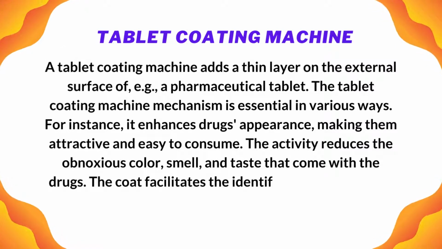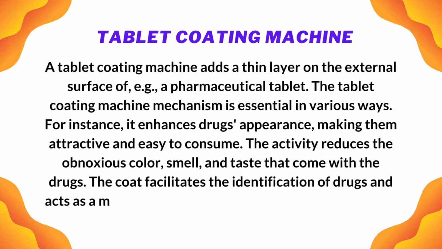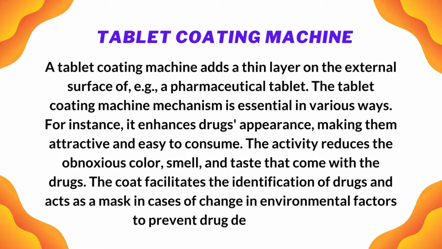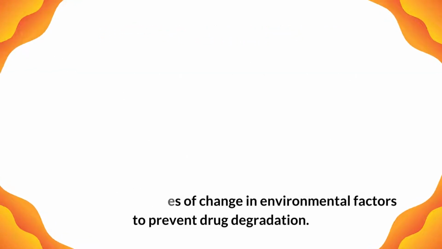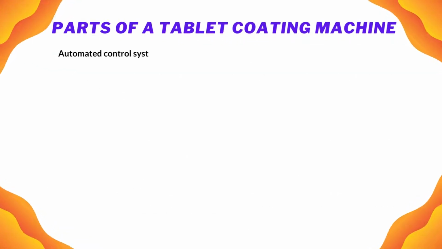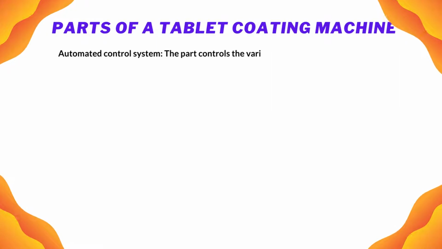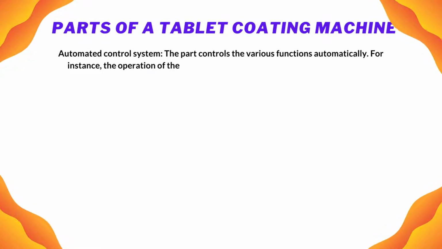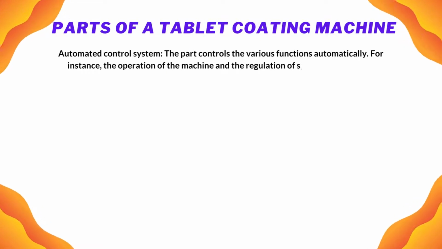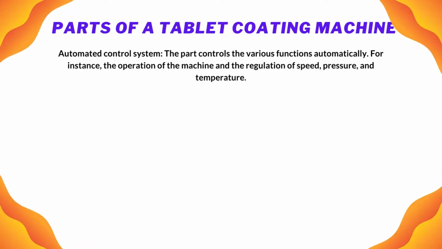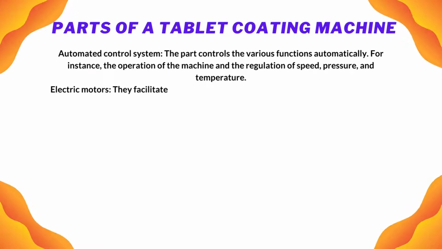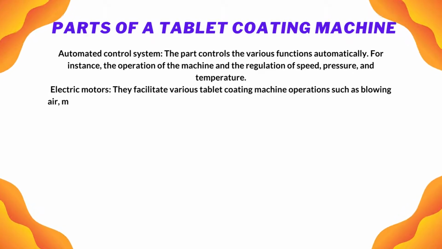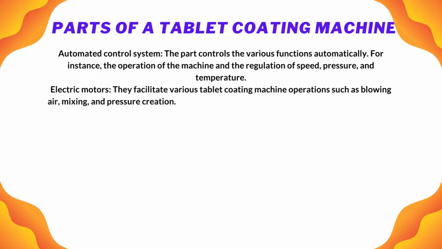The coat facilitates the identification of drugs and acts as a mask in cases of change in environmental factors to prevent drug degradation. Parts of a tablet coating machine. Automated control system. The part controls the various functions automatically. For instance, the operation of the machine and the regulation of speed, pressure, and temperature. Electric motors. They facilitate various tablet coating machine operations such as blowing air, mixing, and pressure creation.